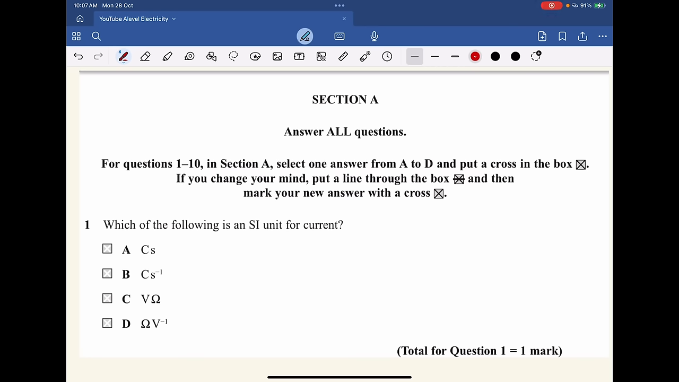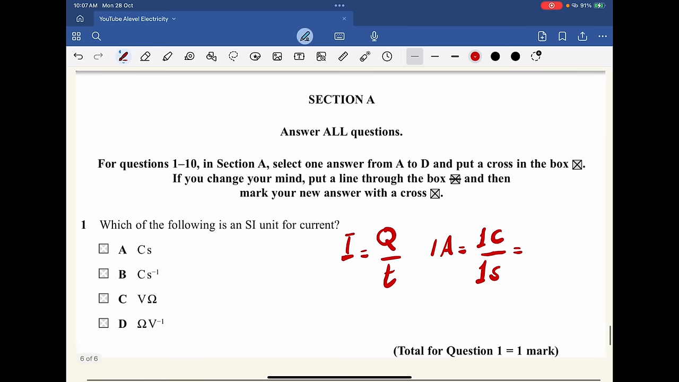And the formula linking I, which is electric current, the flow of charges, is simply Q divided by t, which is the time. The unit of electric current is 1 ampere, and the unit of the electric charge is 1 C, coulomb, divided by 1 second. Rearranging this, it is going to be coulomb per second, or you can write coulomb second minus one. So the correct answer is B.